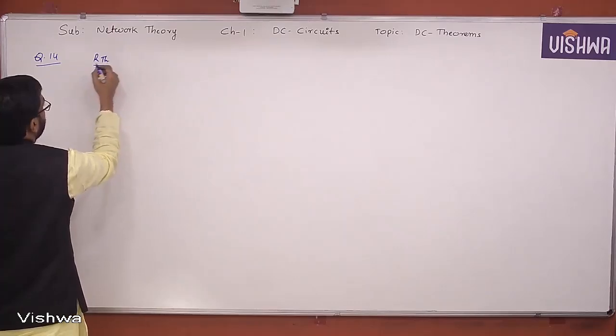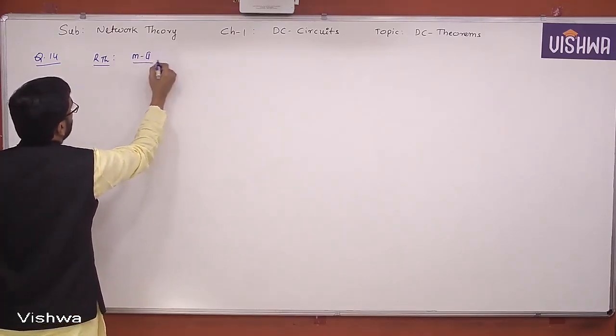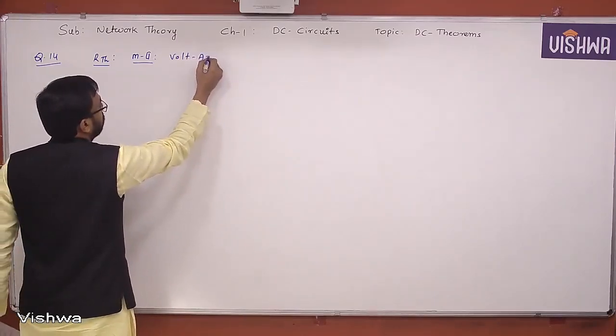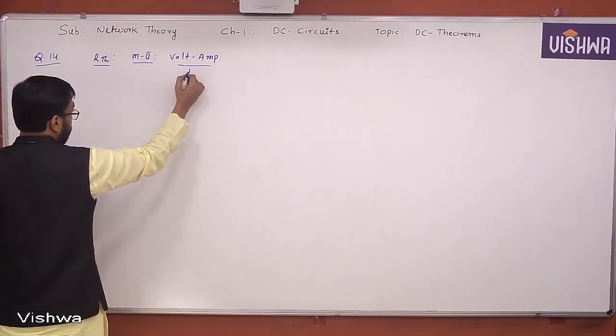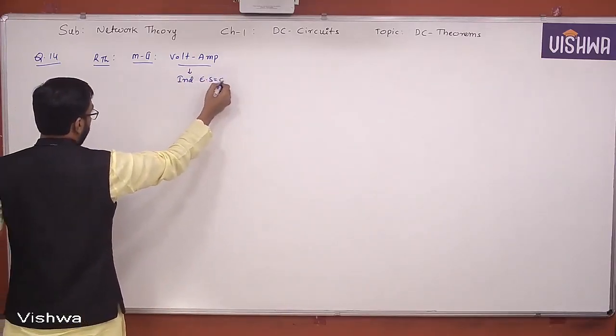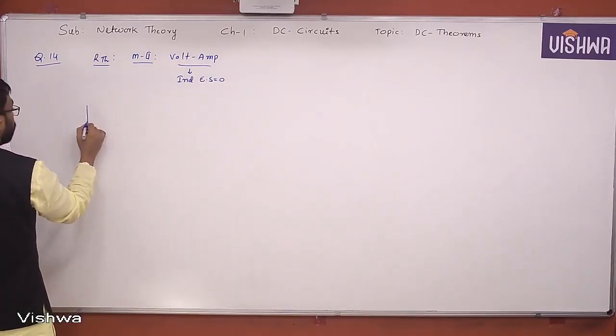RTH method 2. Okay, method 2, the Ohm-Amp method. According to the Ohm-Amp method, what are we supposed to do? We are supposed to suppress all independent energy sources. So when you suppress independent energy sources, how does the network become?